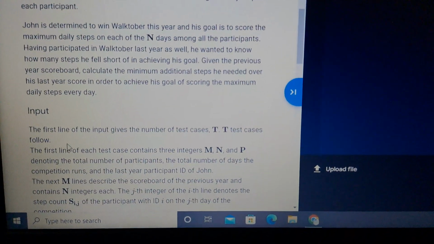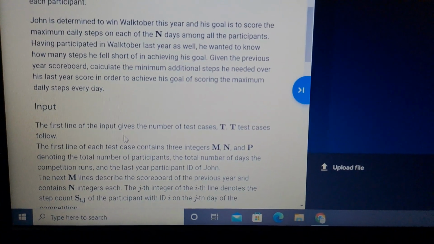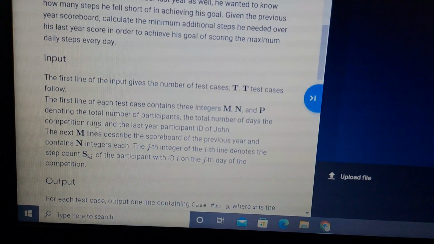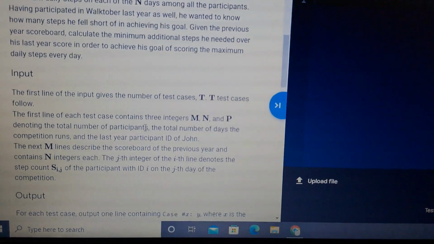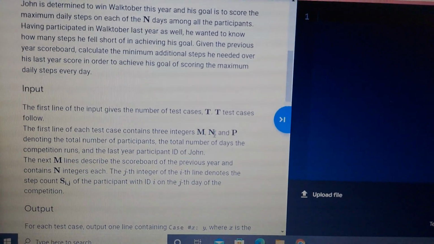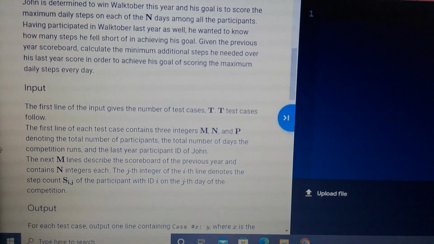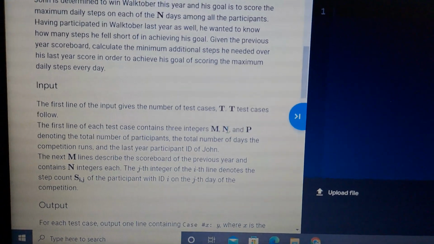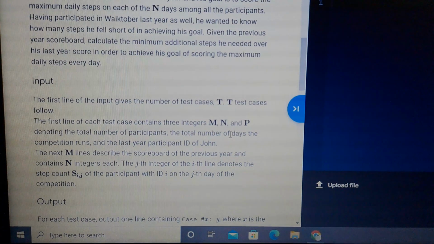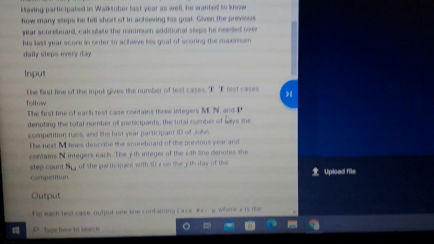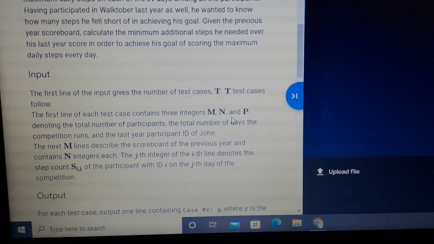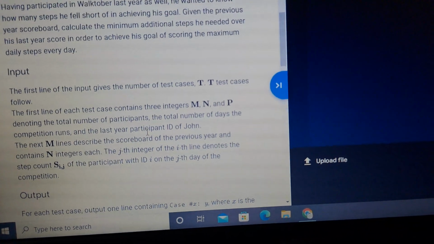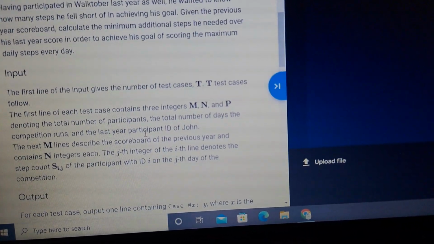The input has been given. We have to take the input. The first line of the input gives the number of test cases, T. T test cases follow. The first line of each test case contains three integers m, n, and p. M denotes the total number of participants. N denotes the total number of days the competition runs. This is very important. And P denotes the last year's participant ID of John.